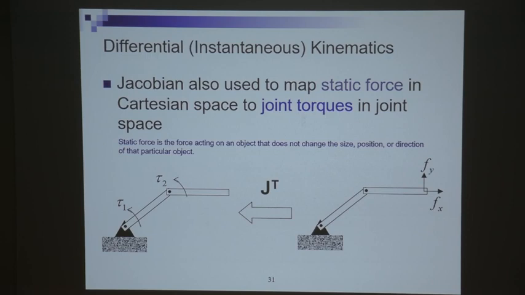In some cases, you may actually want to use the inverse of the Jacobian rather than the Jacobian transpose. It depends on the situation, and we'll go through them in the lecture. For example, when you're dealing with joint torque, it's better to use the J transpose. We'll get to that.